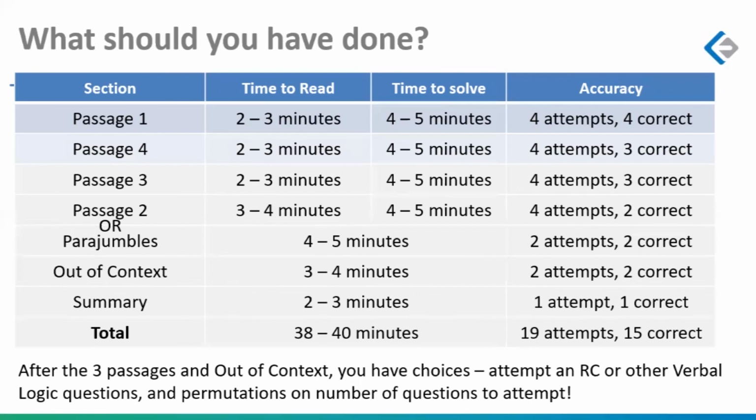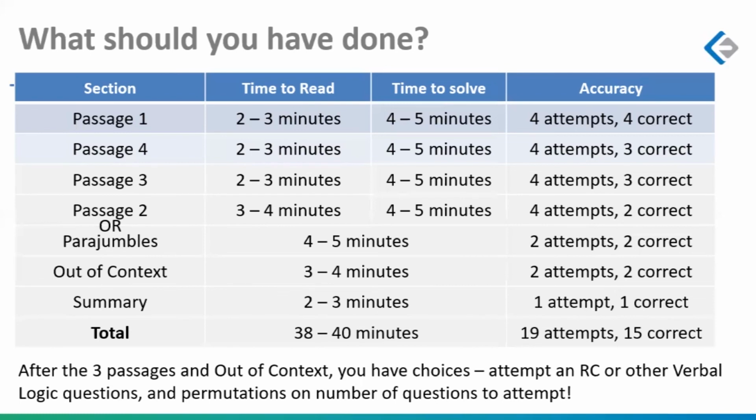And then out of context and summary, yes, 2 attempts, 2 correct. Even if one was easy and one was moderate, you have to start getting moderate questions correct. That is the thumb rule for anybody targeting above 95 percentile. So the summary of the overall approach is, after the 3 passages, out of context, which should have probably come up earlier, but I did not do that only because I wanted to show that there's an alternative between passage number 2 and parajumbles.